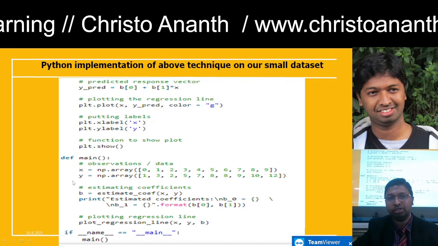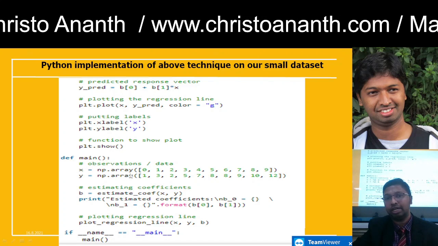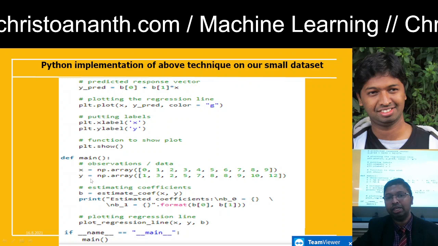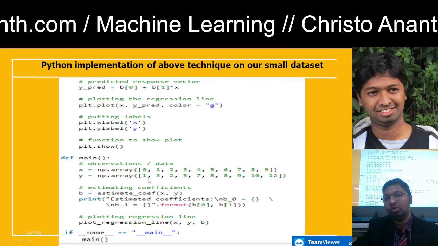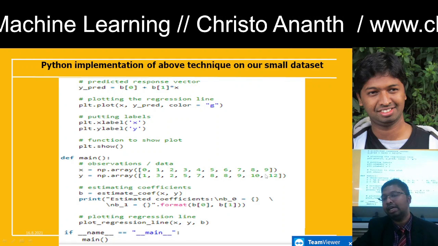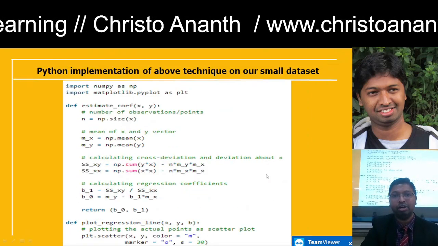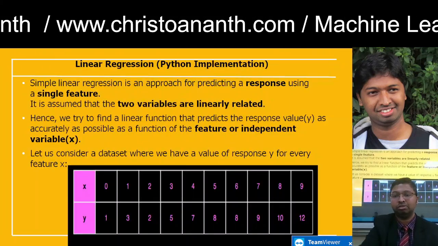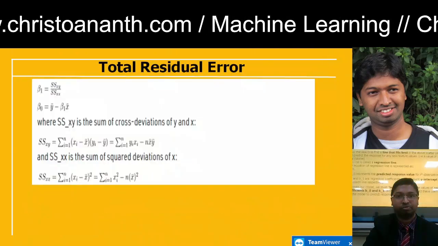And you define the main function. x is equal to np.array of 0, 1, 2, 3, 4, 5 up to 9, and then y equal to np.array of 1, 3, 2, 5, 7, 8, 8, 9, 10, 11. This is actually got from this one. This function only we are getting.